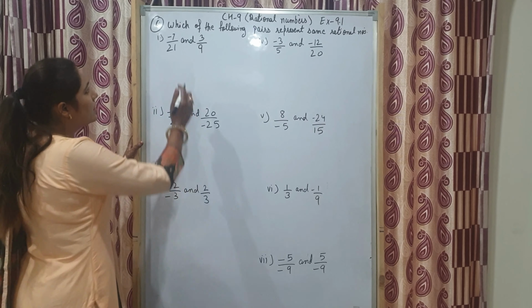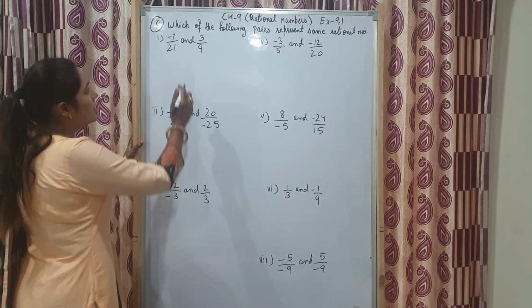Now in 7th part, first we will solve minus 5 upon minus 9. Minus minus both will cancel out. Negative negative cancel out. So we will get 5 upon 9. And the next is 5 upon minus 9. That negative sign in denominator we will shift in numerator, minus 5 upon 9. So one is positive and other is negative. So they are not equal. I have put the sign of not equal.